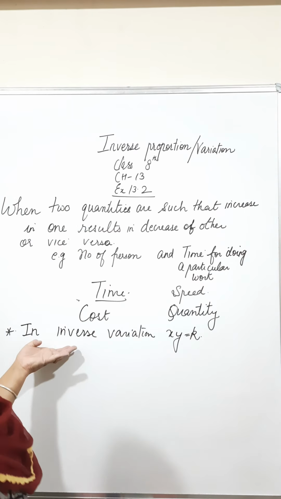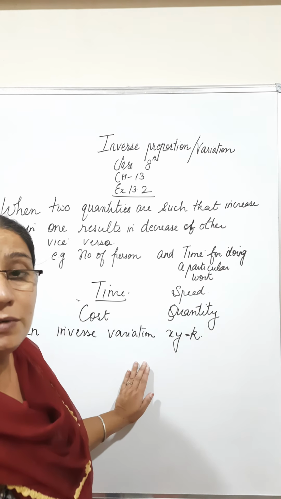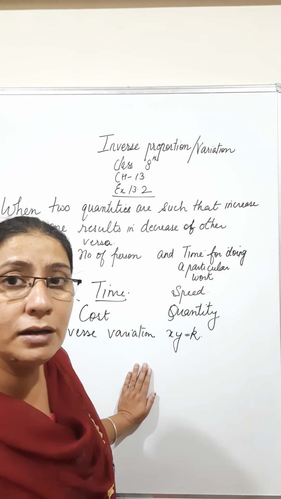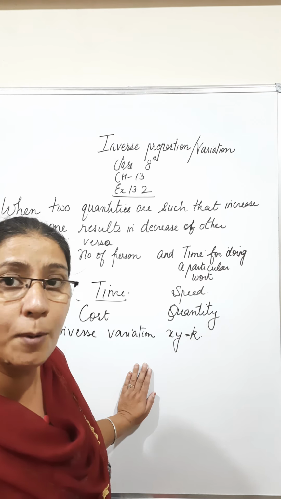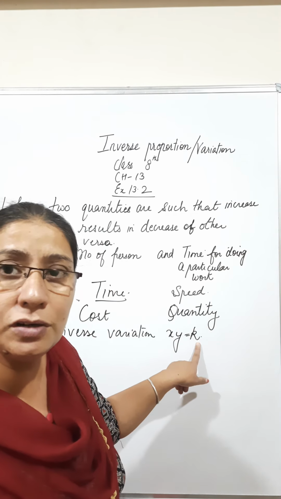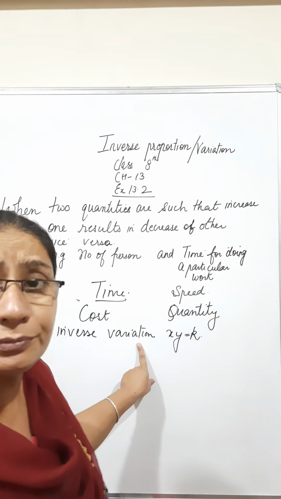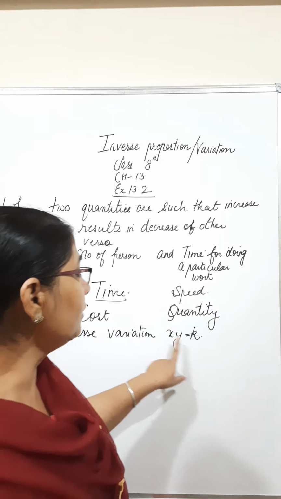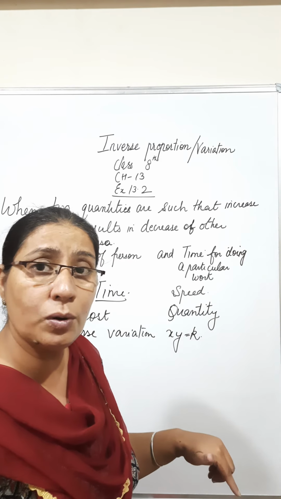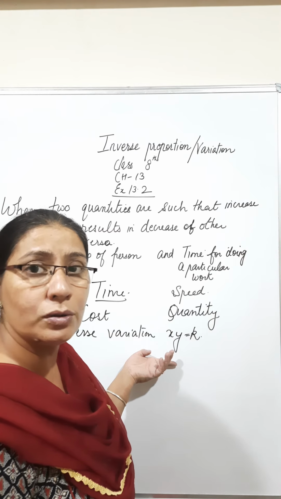Next, beta, the second thing we are going to talk about in inverse variation is indirect variation. We said that if x and y are two quantities, then the ratio of x and y, x upon y, was always a constant. So when we talk about inverse variation, what will happen? The product of x and y. There we had x divided by y as a constant. Here we will have x multiplied by y as a constant.